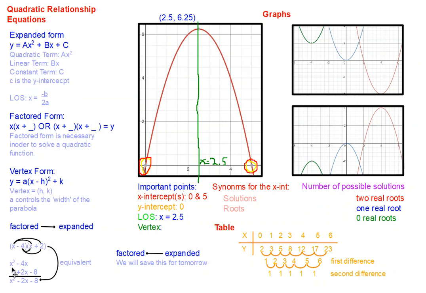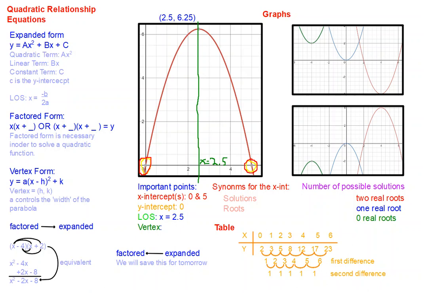X times x is x squared. X times 2 is 2x. Negative 4 times x is negative 4x. Negative 4 times 2 is negative 8. Combine the similar terms. Negative 4x plus 2x is negative 2x. We have no other squares, and we have no other constants. So by distributing, we're able to take a factored form expression and turn it into expanded. Going the other way is far more challenging, and we're going to save that for tomorrow.